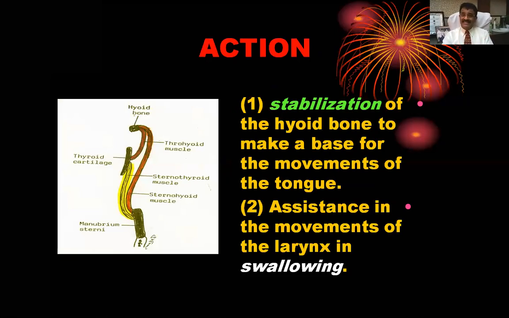It stabilizes, or it's stabilization of the hyoid bone to make a base for the movements of the tongue. So tongue keeps on moving, and at that time the hyoid bone has to be stabilized, and these muscles do that. So while talking, chewing, swallowing, okay, assistance in the movements of the larynx in swallowing, for example, deglutition also you can say.